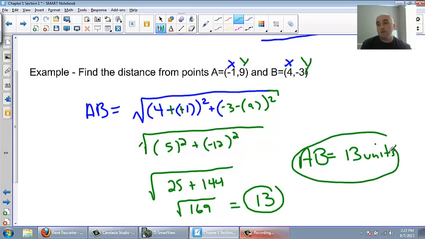Well, I want you to be precise in your answers. I just don't want you to write 13. Write the distance from A to B equals 13 units. Okay, so hopefully that's review. It's a little bit easy to make mistakes with all the different sign changes, but hopefully you've seen that before, and you can work that pretty well.